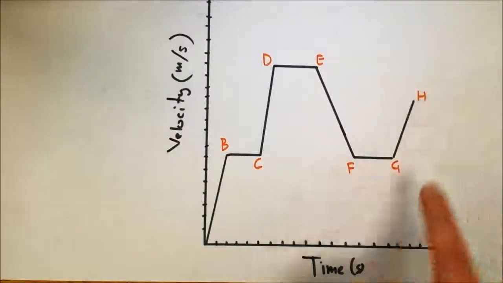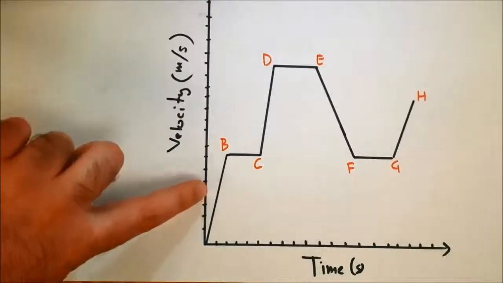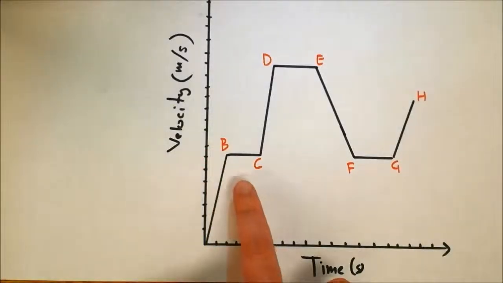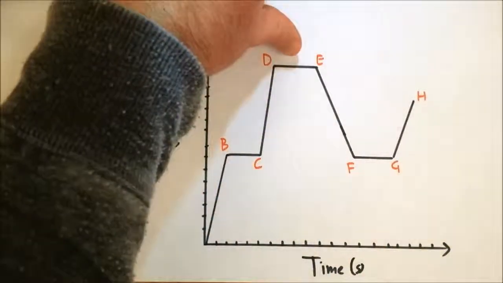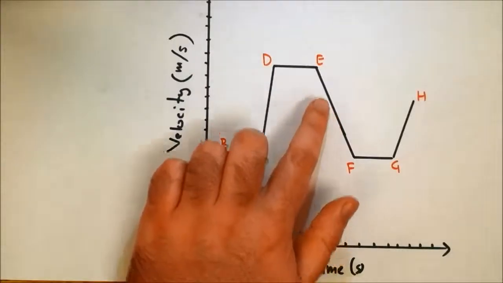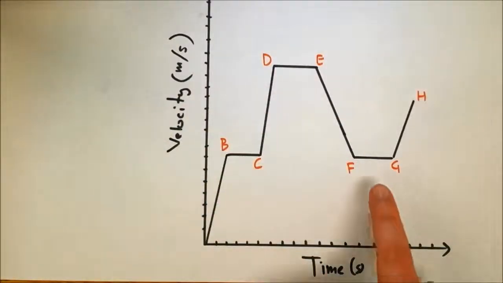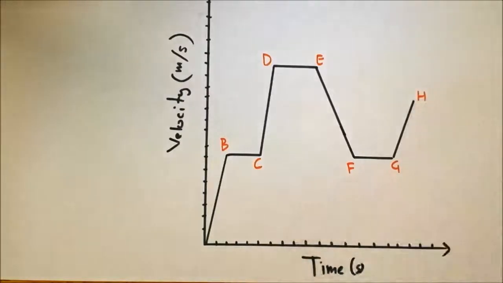So here you have positive slope, you have acceleration. Positive slope, acceleration; no slope, no acceleration. Positive slope, acceleration again; no slope, no acceleration. Negative slope, deceleration. Zero slope, no acceleration. Positive slope, acceleration. Questions?